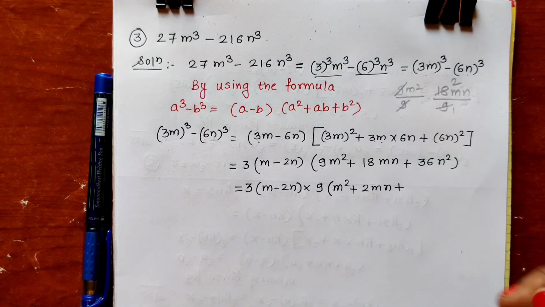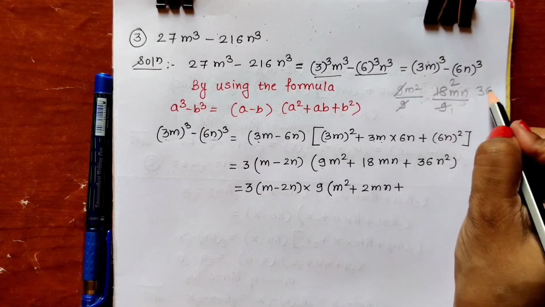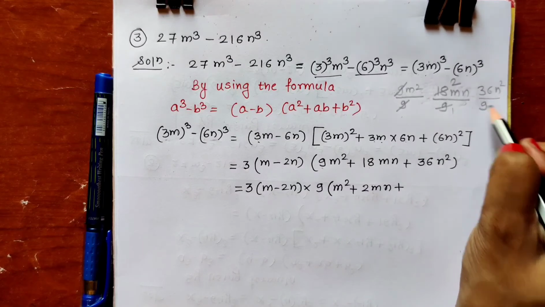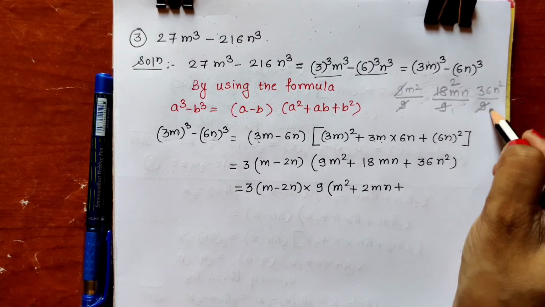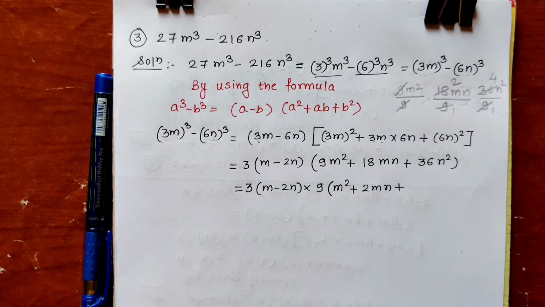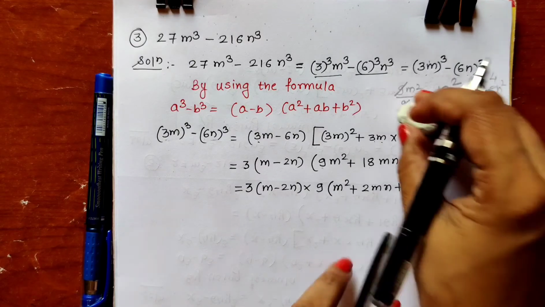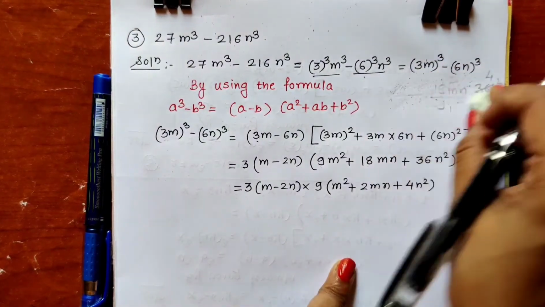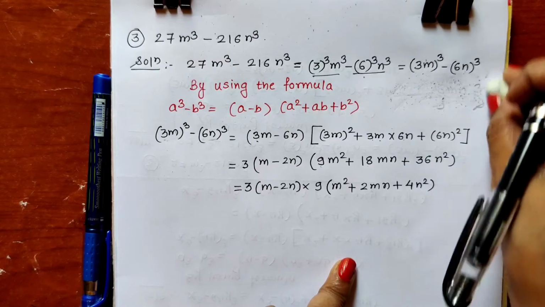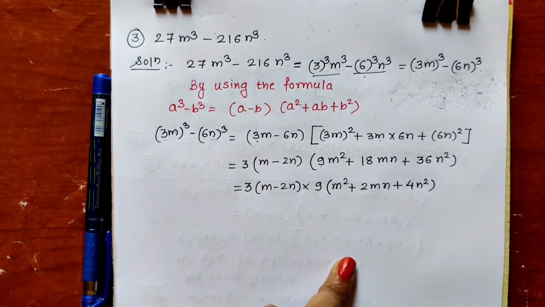Plus 36n square. 36n square divided by 9. We are taking out 9 common. 9 1s are 9, 9 4s are 36. 4n square will be the answer. So here we will be writing 4n square. So in this way we can rub out this rough work, or you can do rough work somewhere else on the last page of your notebook.